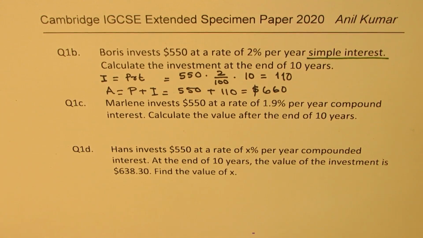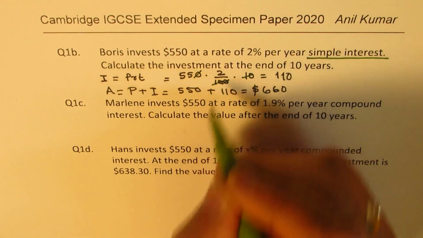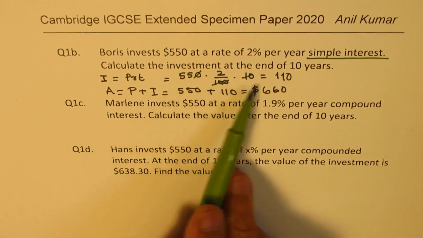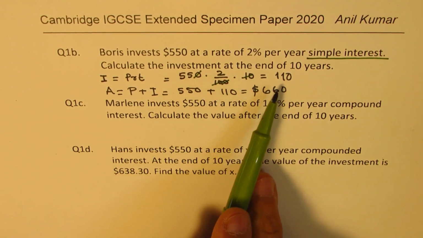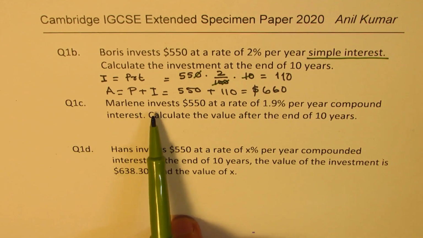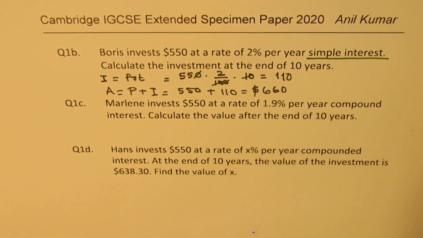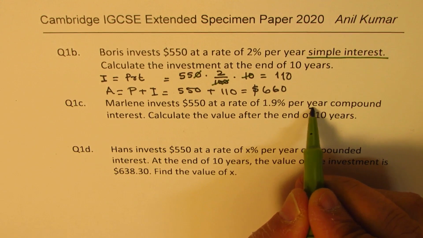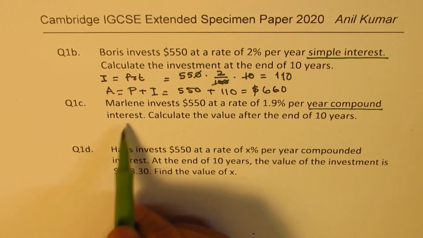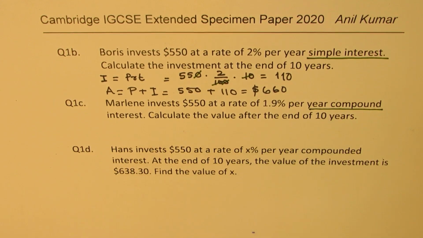Now, as far as the calculations are concerned, some of you could actually calculate so easily. Do you see that? So you could do this, and without a calculator at times you could do, right? Question 1C. Merrily invests 550 at the rate of 1.9% per year compound. So this is yearly compound, correct? Interest. Calculate the value after the end of 10 years.